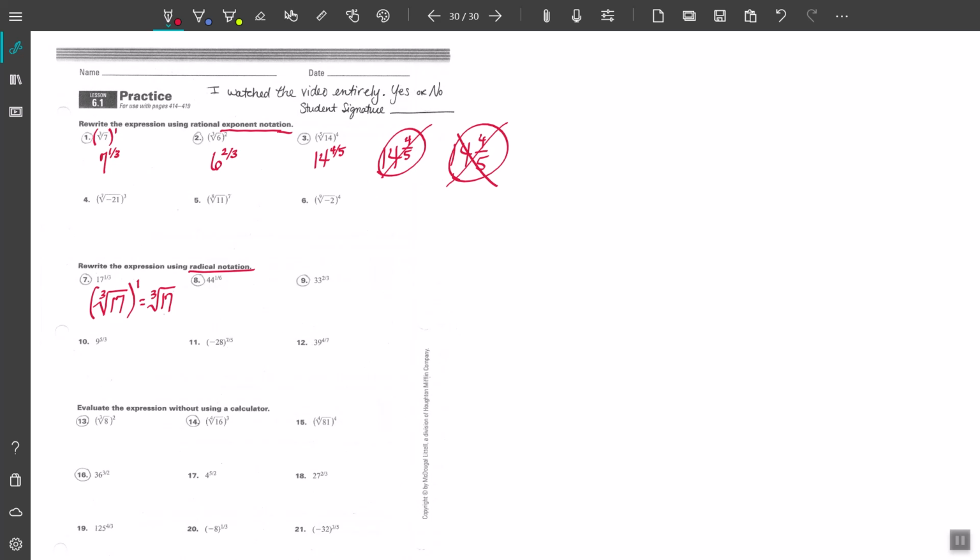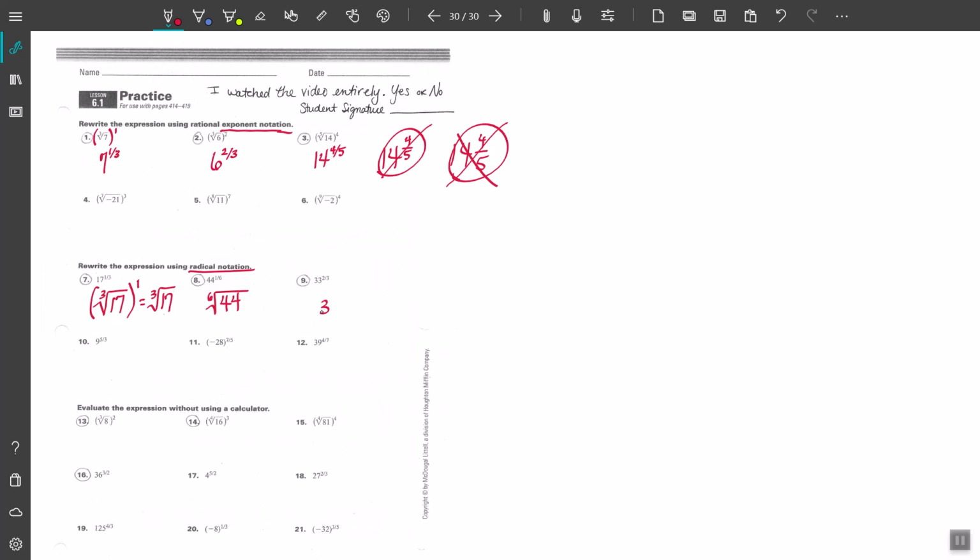On number 8, we have the same deal. We've got a 1 in the numerator. It's the 1/6 exponent. So we're going to take our base of 44, put it under the radical symbol, and take that denominator of 6 and stick it right there in the radical symbol. We could write parentheses and raise it to the first power, but that would be unnecessary and a little less simplified than just leaving it the way it is.